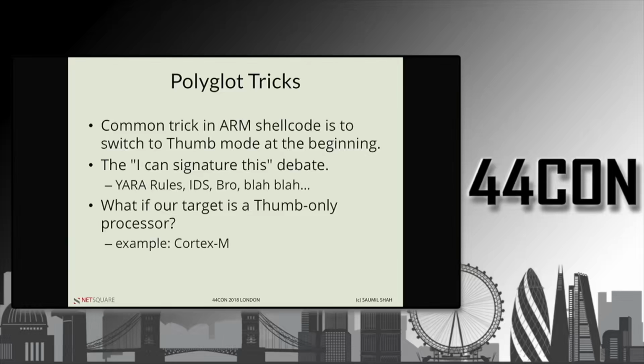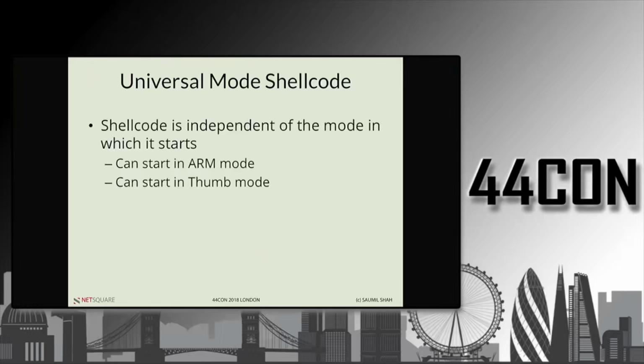especially Cortex-M processors, which are pure Thumb processors. So if I have a vulnerability and I don't know whether it's running on an ARM processor or on a Thumb-only processor, I should be able to hit it with the same shellcode. That means you have one shellcode which can run the same way whether it started in ARM mode or in Thumb mode. And this is where the polyglot stunt comes in handy.